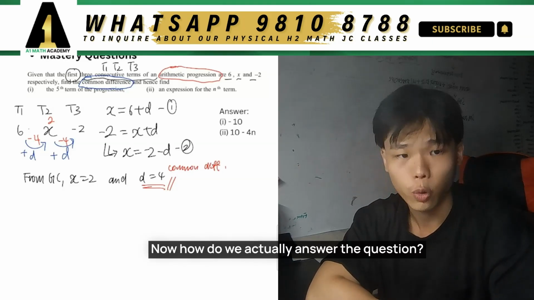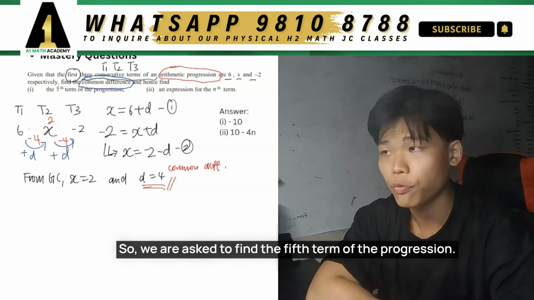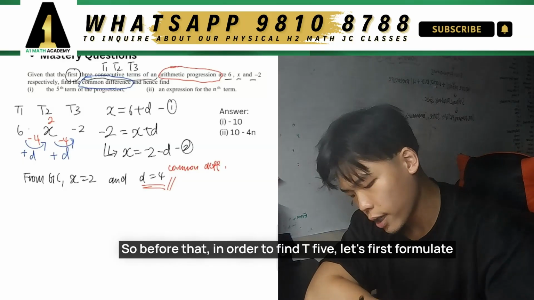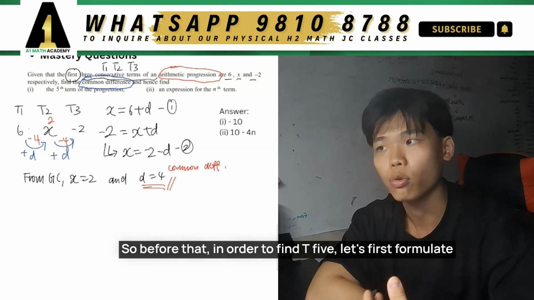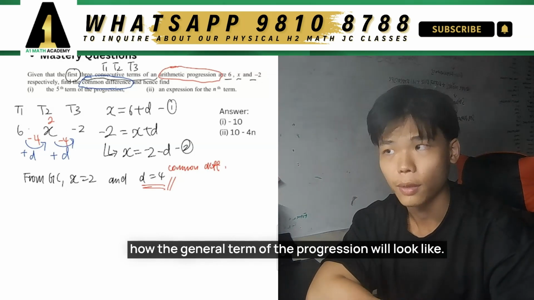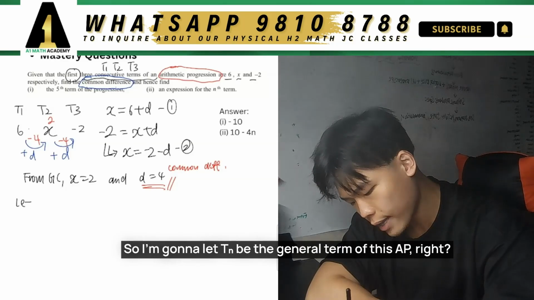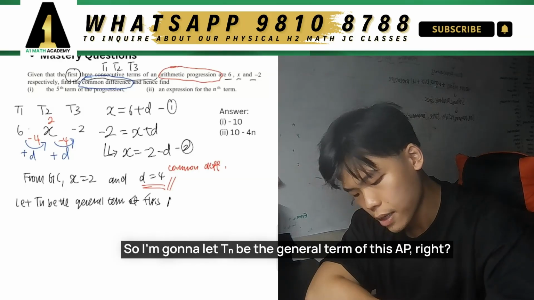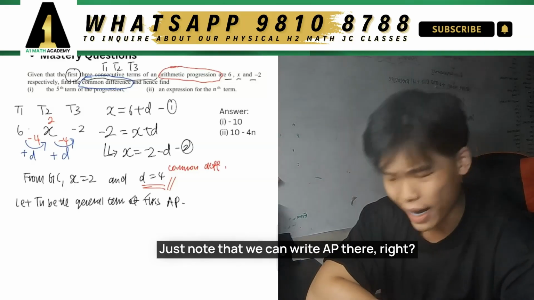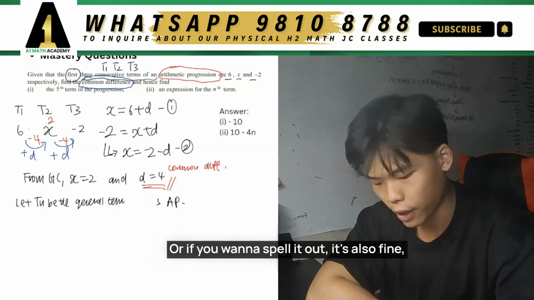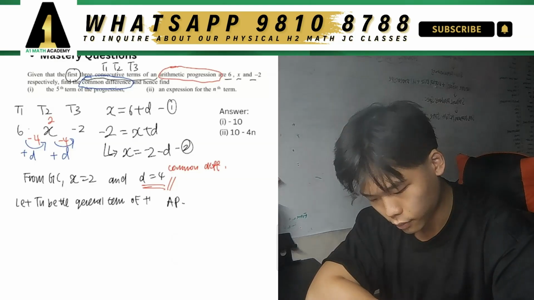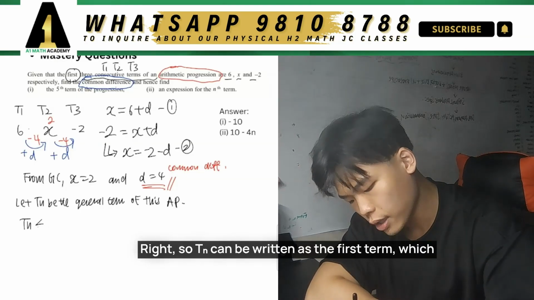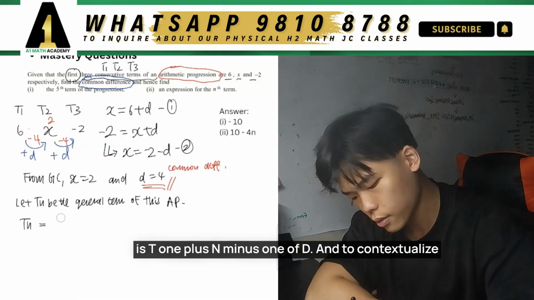Now, how do we actually answer the question? We are asked to find the 5th term of the progression. In order to find T5, let's first formulate the general term of the progression. I'm going to let Tn be the general term of this AP. Just note that we can write AP for short, or spell it out if you want, but the short form is good enough. So Tn can be written as the first term, T1, plus n minus 1 of d.